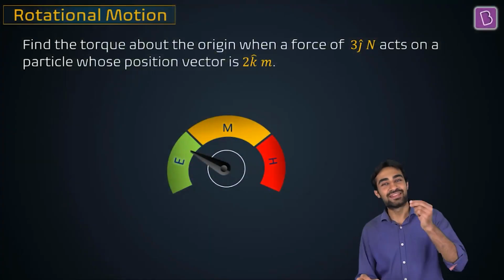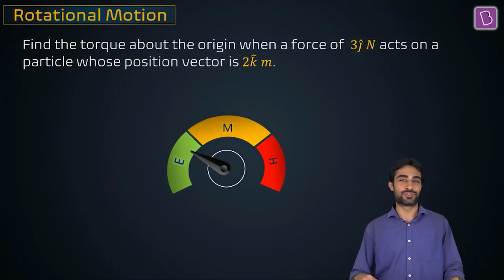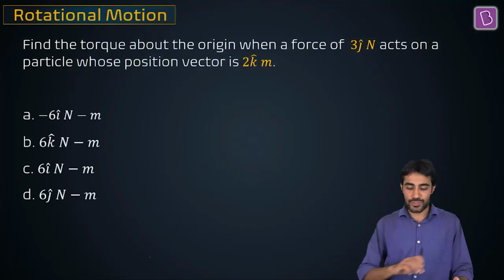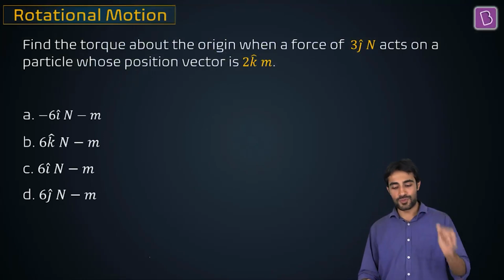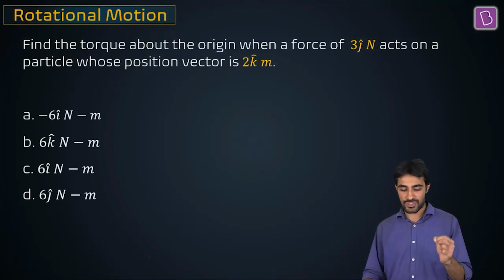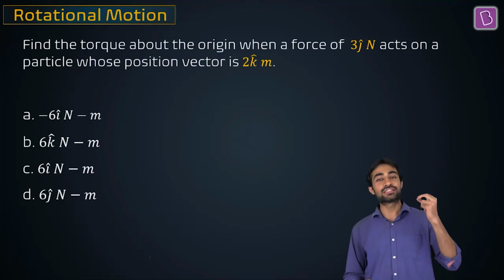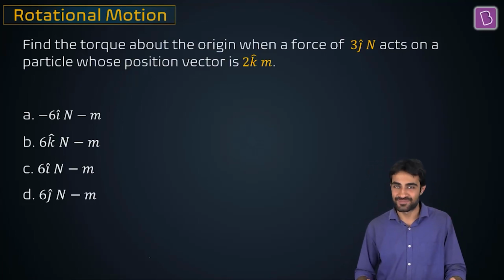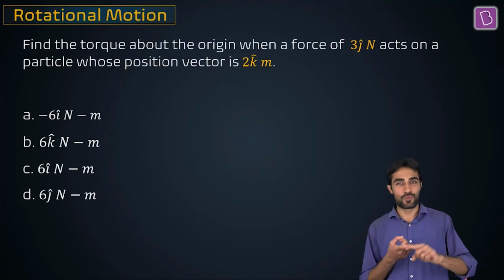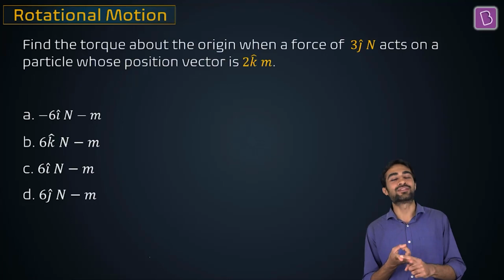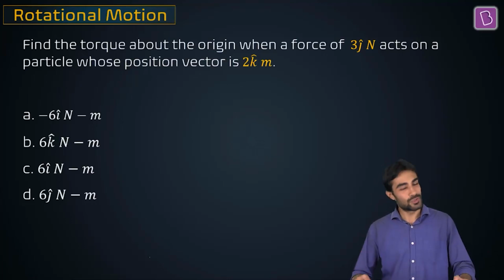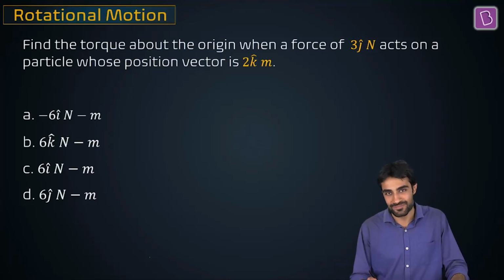Let's have a look at this question on rotational motion. Find the torque about the origin when a force of 3 j cap newton acts on a particle whose position vector is 2 k cap meter. Now what do we know? We know the force vector and we know the r vector. What do we have to find? We have to find the torque about the origin. So simple.